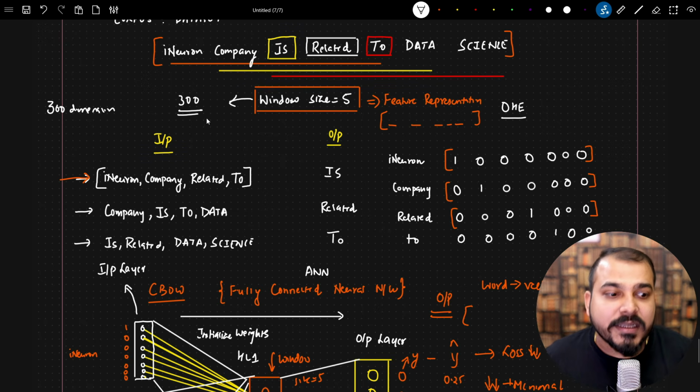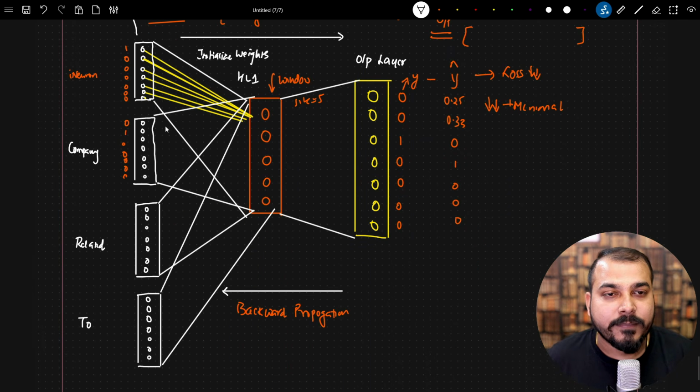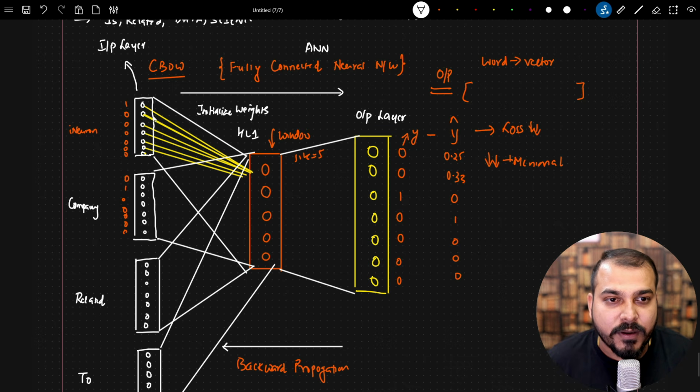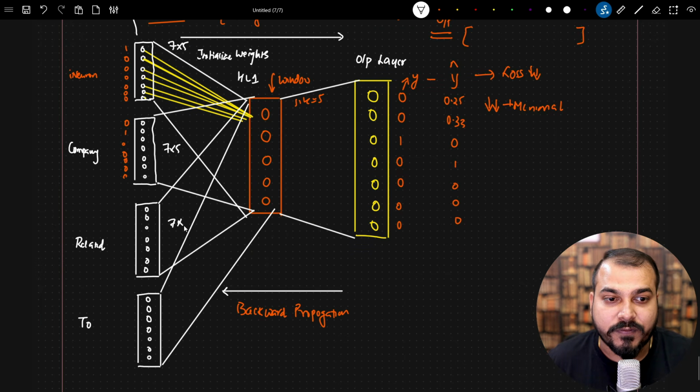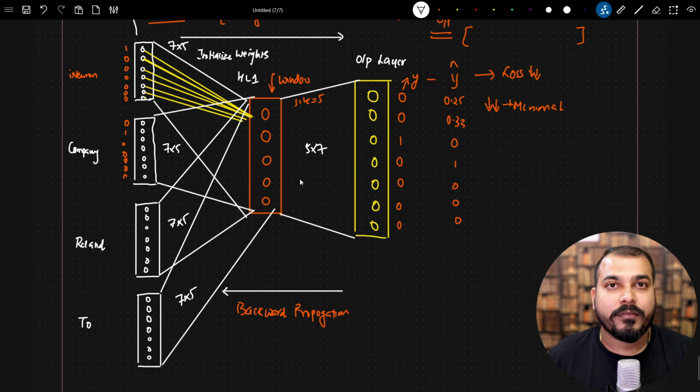In this case, you'll be able to see that my window size is 5. That means if I see from the start, my matrix for every word will be 7 cross 5. That many weights will be there. Then here also I'll have 7 cross 5 weights, because I'm giving 7 different vectors. Here also 7 cross 5. But in this case, I will have 5 cross 7. Now, what does 5 cross 7 mean?